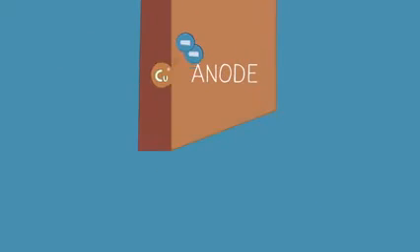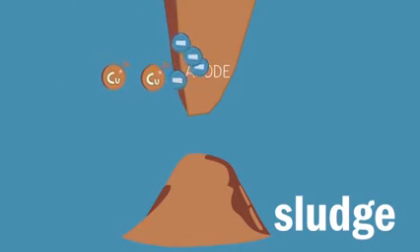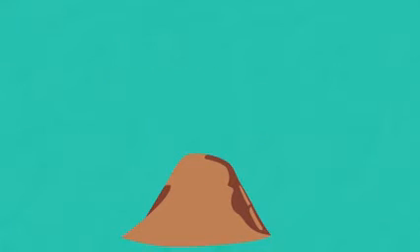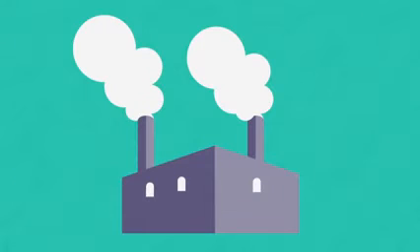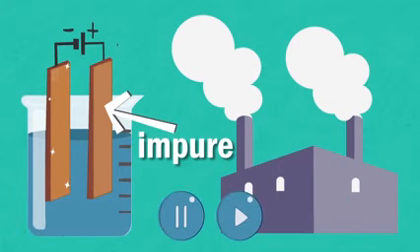You should have noticed that the anode gradually disappears and sludge is left at the bottom of the reaction vessel. Here's a challenge. Why do you think that industries might not throw away the anode sludge immediately? Remember, the copper strip at the anode is impure. Pause the video and continue when you're ready.